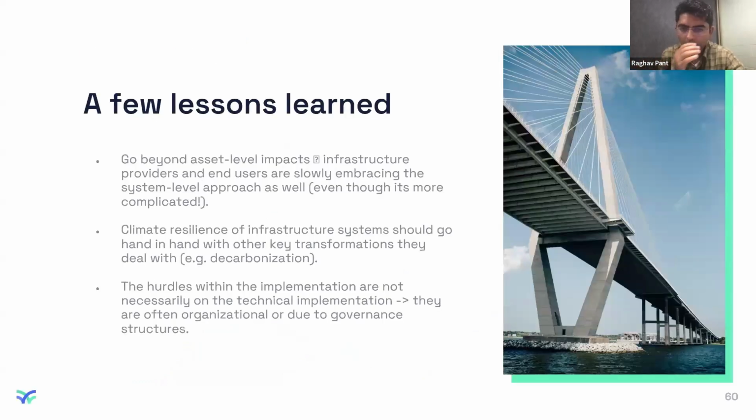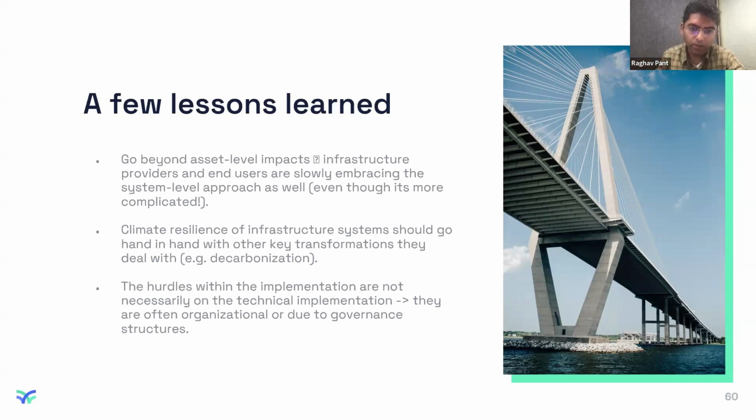So just to conclude, the few lessons that we want to learn through this project is that we want to go beyond asset level impacts, understanding end users and how they will benefit from a system level approach, which is more complex and more complicated, but we want to convey that that's the value of doing that, especially when we think of infrastructure. Infrastructure never has localized impacts.